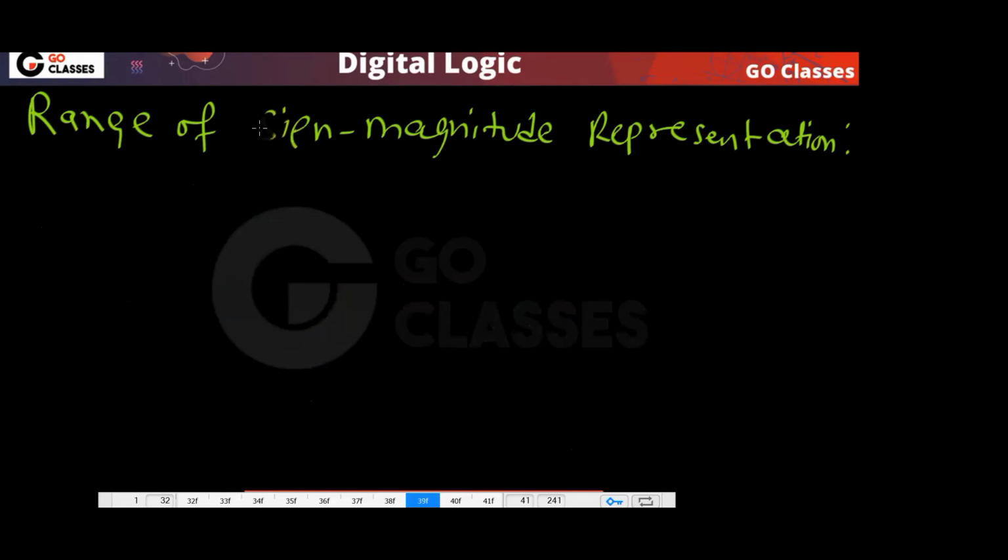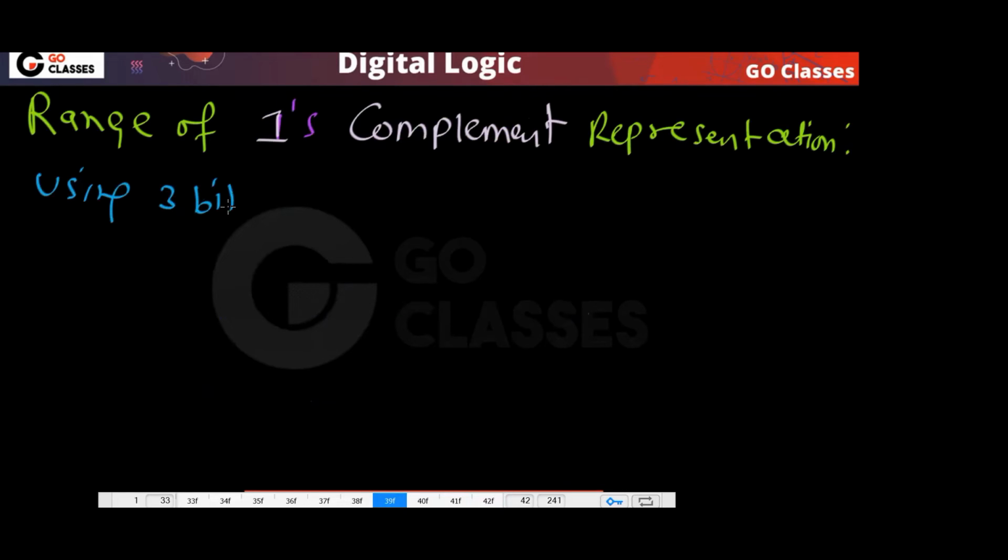Now let's find out the range of 1's complement. Range of the 1's complement system. 1's complement representation, range of that. So let's find it out. So tell me here, what is the minimum you can represent? Again, first let's check it out using 3 bits. So using 3 bits, what is the minimum you can put and what is the maximum you can put?